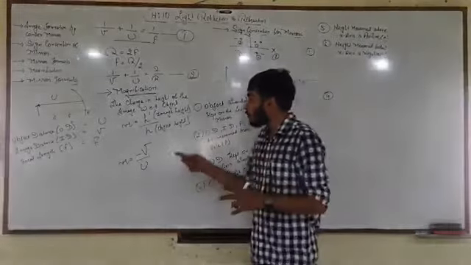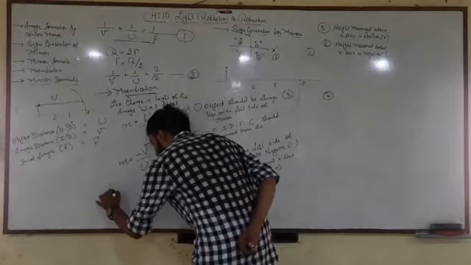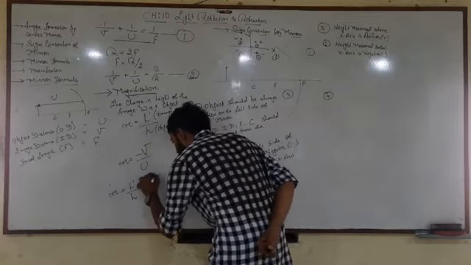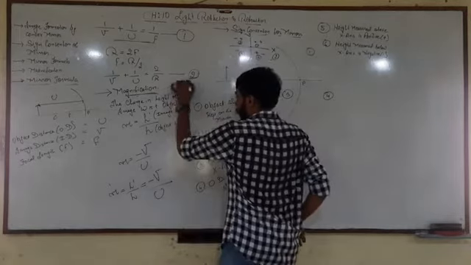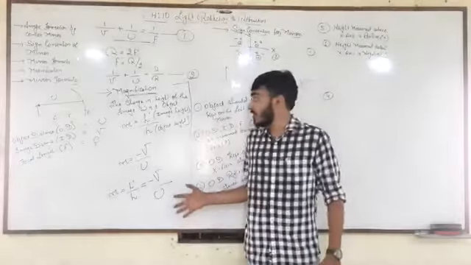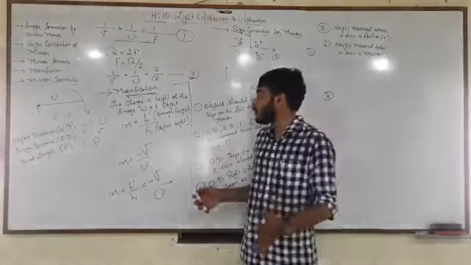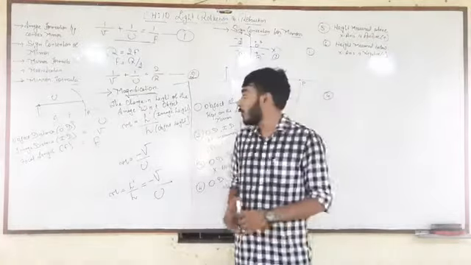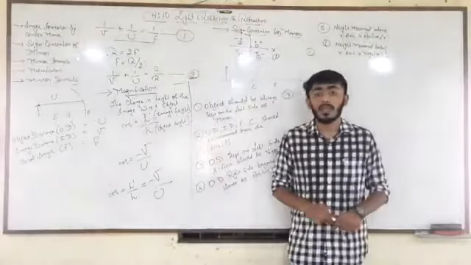We can also compare these: M is equal to H prime upon H is equal to minus V upon U. So this was the general form of magnification. The change in height of an image with respect to that of the object is known as magnification. M is equal to H prime upon H, that is image height upon object height.